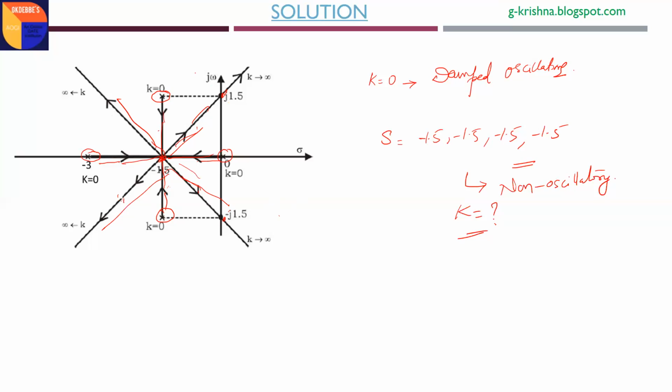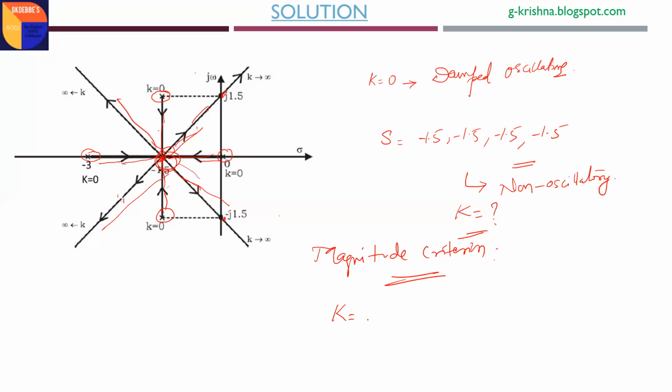So for getting a non-oscillatory response, the gain required is when all the roots are at minus 1.5. Then the response will be non-oscillatory. To find that gain, you use the magnitude criterion. You have to measure the length from every open loop pole to that root and take the product, and divide by the same thing for zeros if you have any. If you don't have any zeros, you divide by 1.